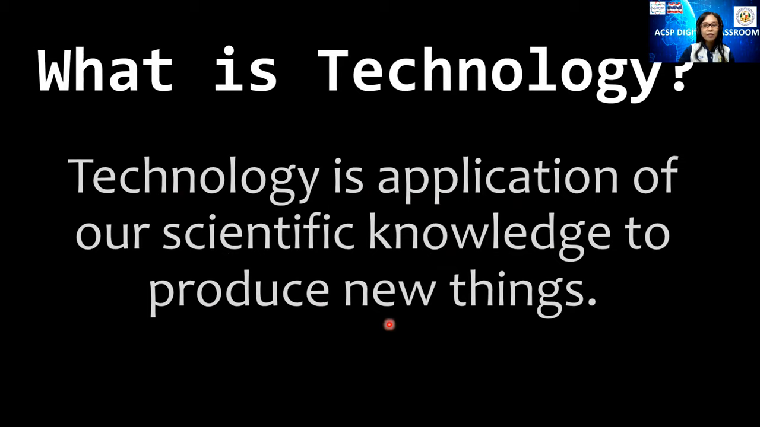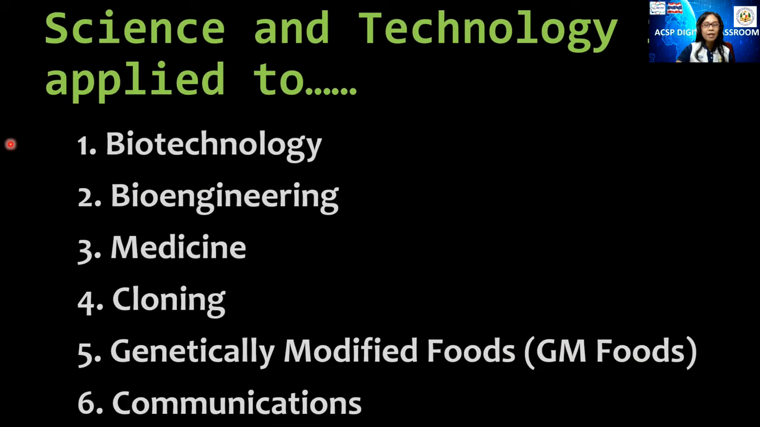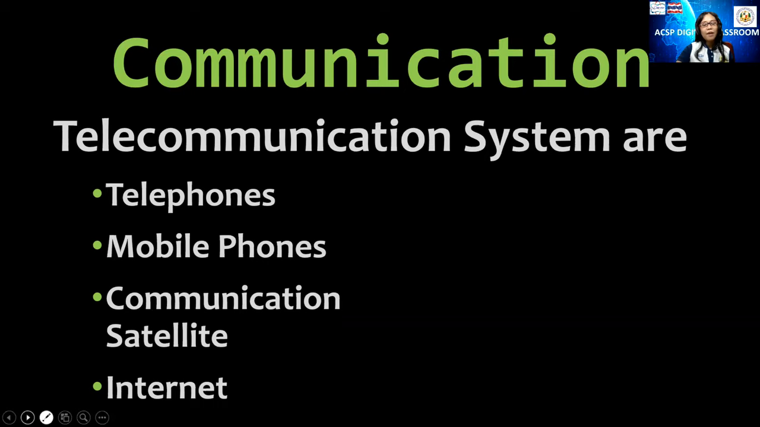You can make new things using your knowledge, your mind, your brain, to produce new things. Science and technology is applied in biotechnology, bioengineering, medicine, cloning, genetically modified food, and communication. For example, in communication, what kind of communication do we have right now? We call that the telecommunication system. What are the telecommunication systems? We have telephones, mobile phones, communication satellites and internet.